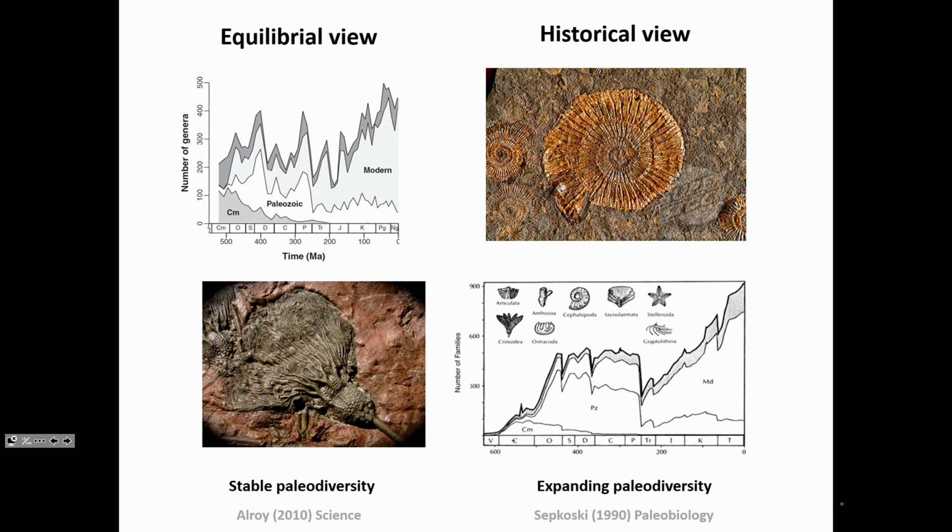However, recent revisions of this very same data, which you see over here, suggest that after different sampling corrections, the diversity of marine animals might have been remarkably stable over the last 600 million years.